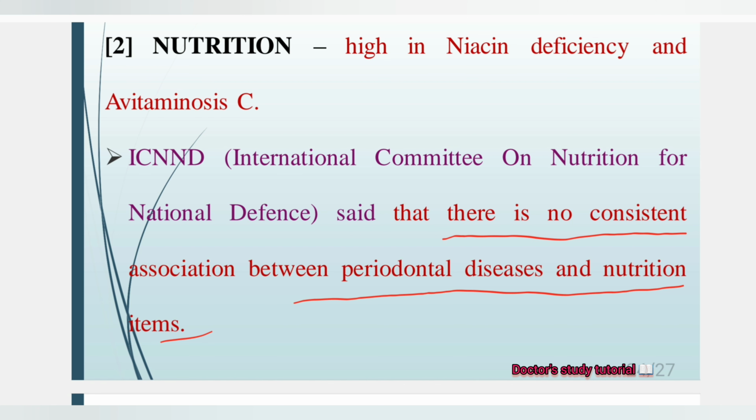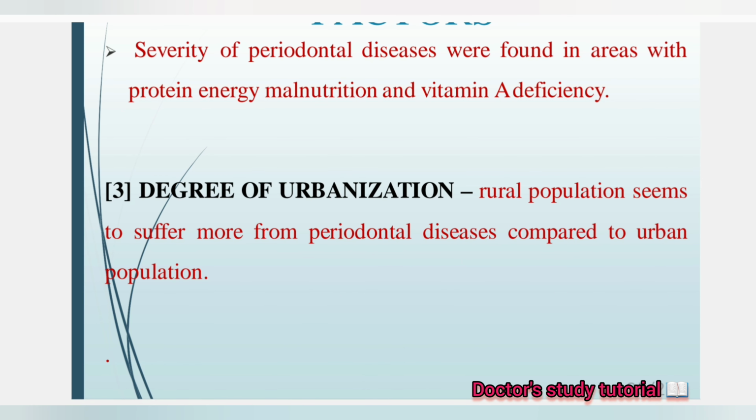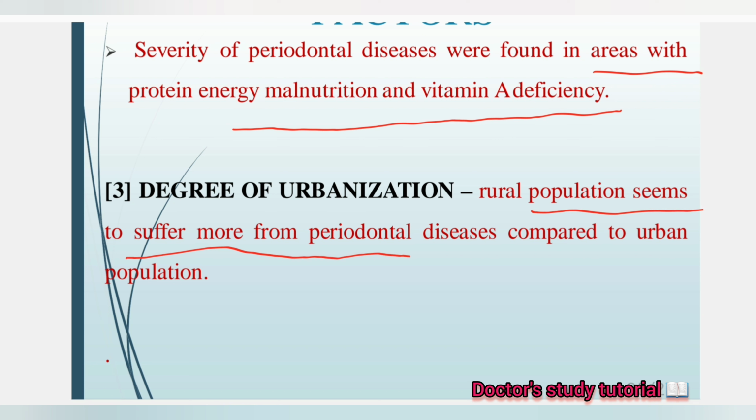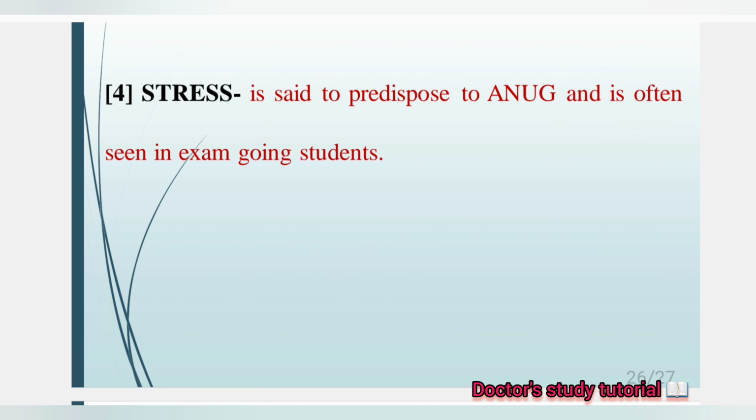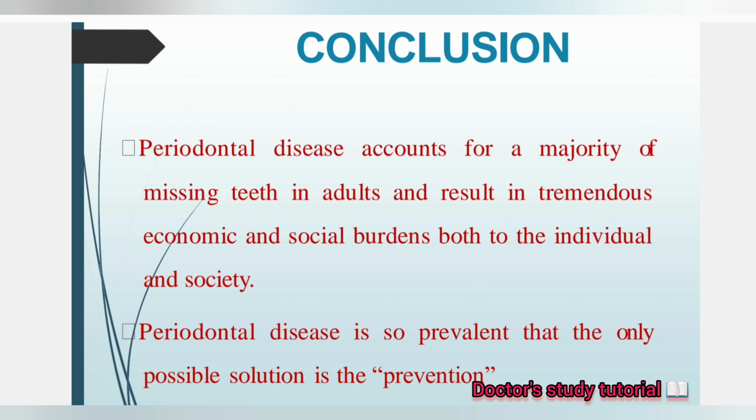Severity of the periodontal disease is found in the area with protein energy malnutrition and vitamin A deficiency. Degree of urbanization: rural people seem to suffer more from periodontal disease compared to urban people. Stress: stress is said to predispose to acute necrotizing gingivitis and is often seen in exam-going students.